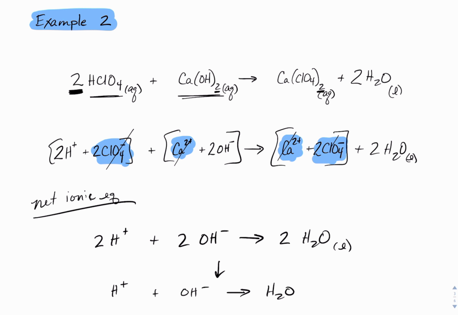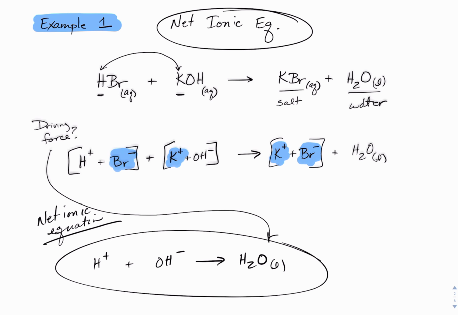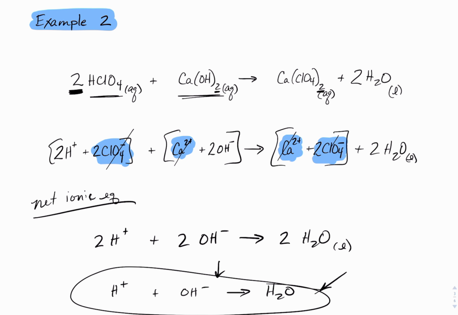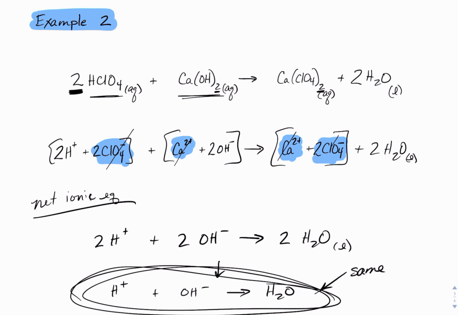Do you guys notice anything about the answer to this example compared to the one previous? Do you notice how it's the same answer? Well, that's by design. It turns out no matter what strong acid or what strong base you use to do an acid-base neutralization reaction, you will always get the answer of H plus OH minus equals H2O as your driving force for a reaction. And so that will be your net ionic equation every time.